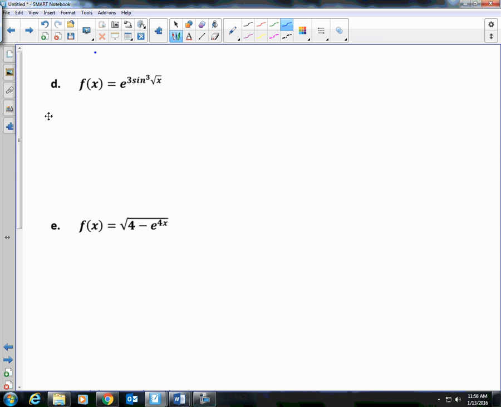Okay, flip it over. e to the 3 sine cubed of the square root of x. Best problem of the day. What rule? Okay. So I have e to the u, and then it's not the cube root of the square root of x, it's 3 sine cubed of the root of x. So e to the u, where u is 3 sine cubed of the root of x.